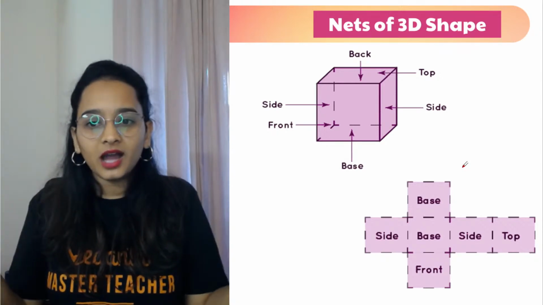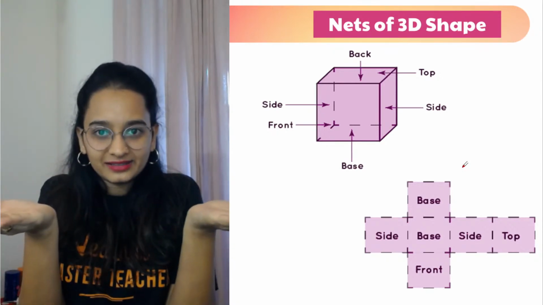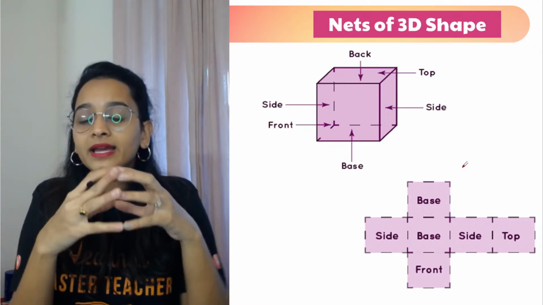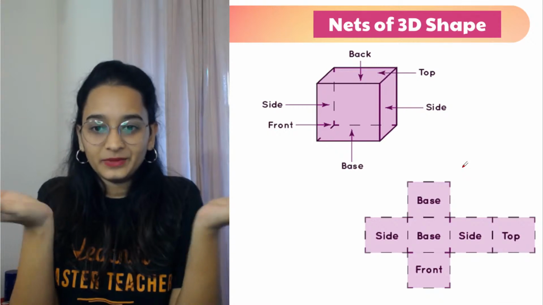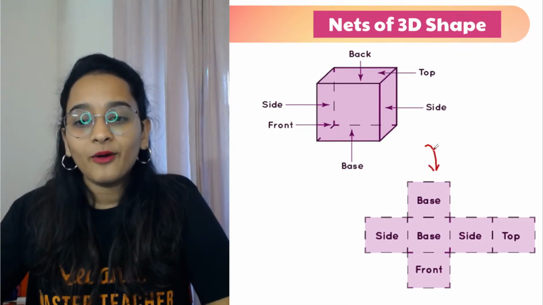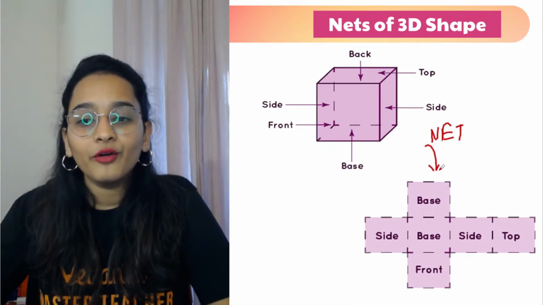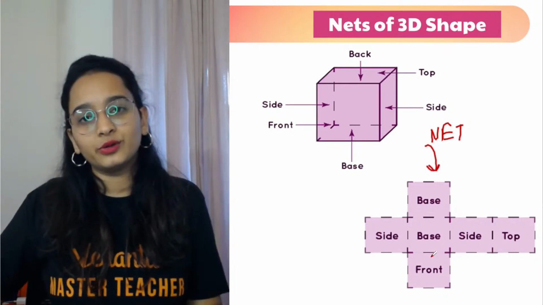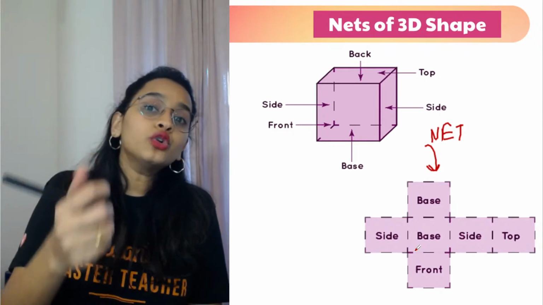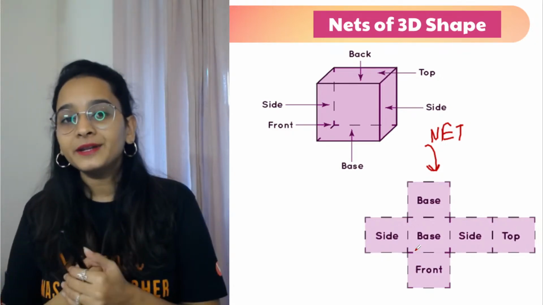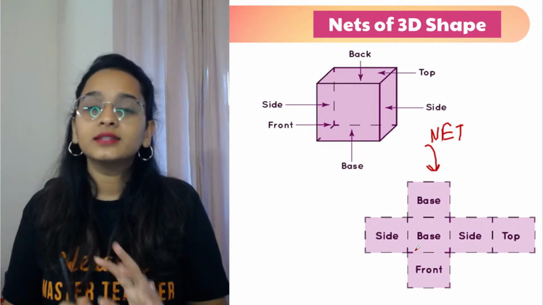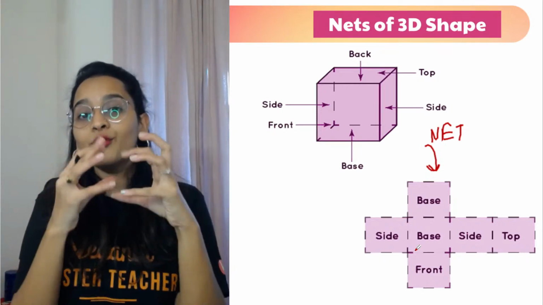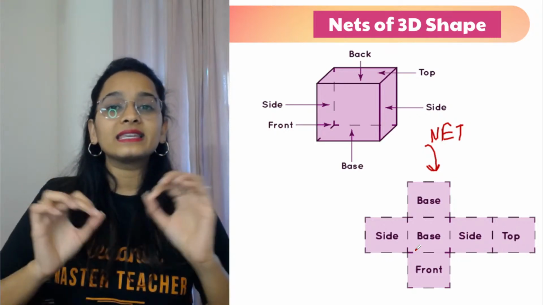When you open up the cardboard, it's lying like a plain sheet, right? So the 3D shape, the cube, is turning into a 2D shape. This 2D shape is called the net of the 3D shape. This is how the net of a cube is going to look. If I give you a cuboid, the net will look something different. If I give you a cone, the net of a cone will look something different. So depending upon the shape of the 3D object, the nets keep changing.